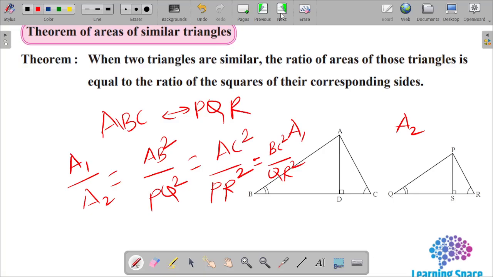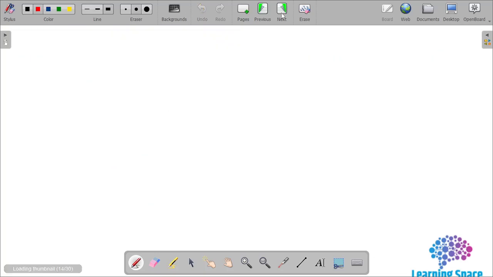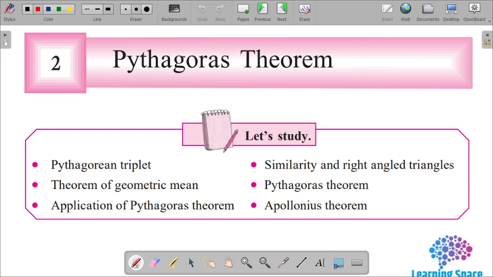So let's move ahead. And yeah, we have successfully revised the first chapter, and let's go ahead and revise the second chapter, Pythagoras Theorem. In this we have to learn about triplets and similarity of right angle triangles. Let's not waste any of our time.